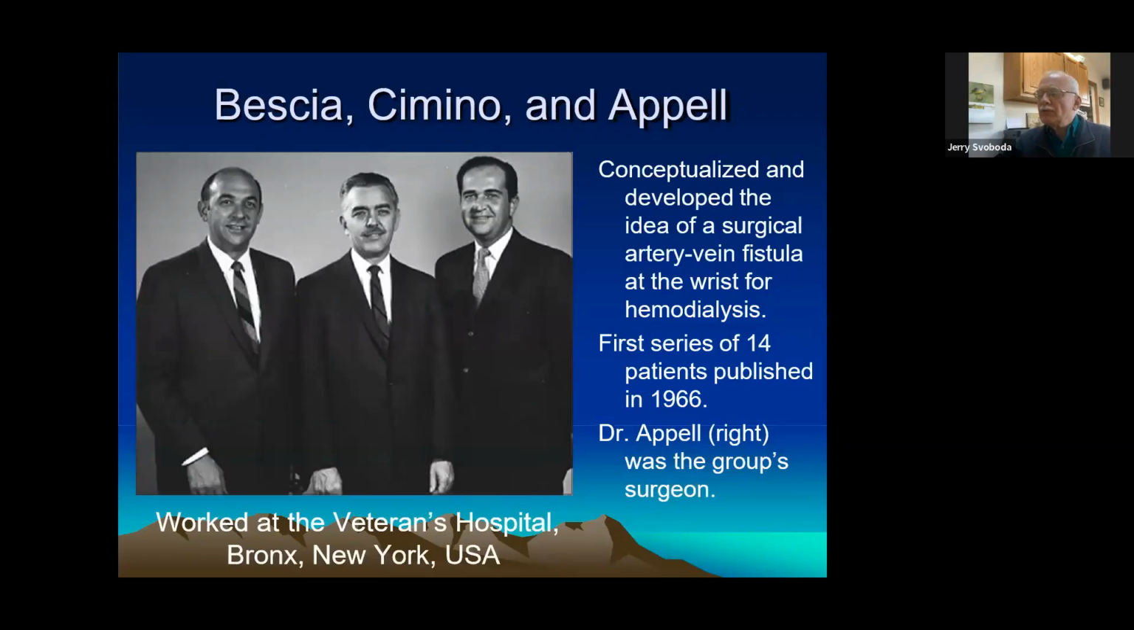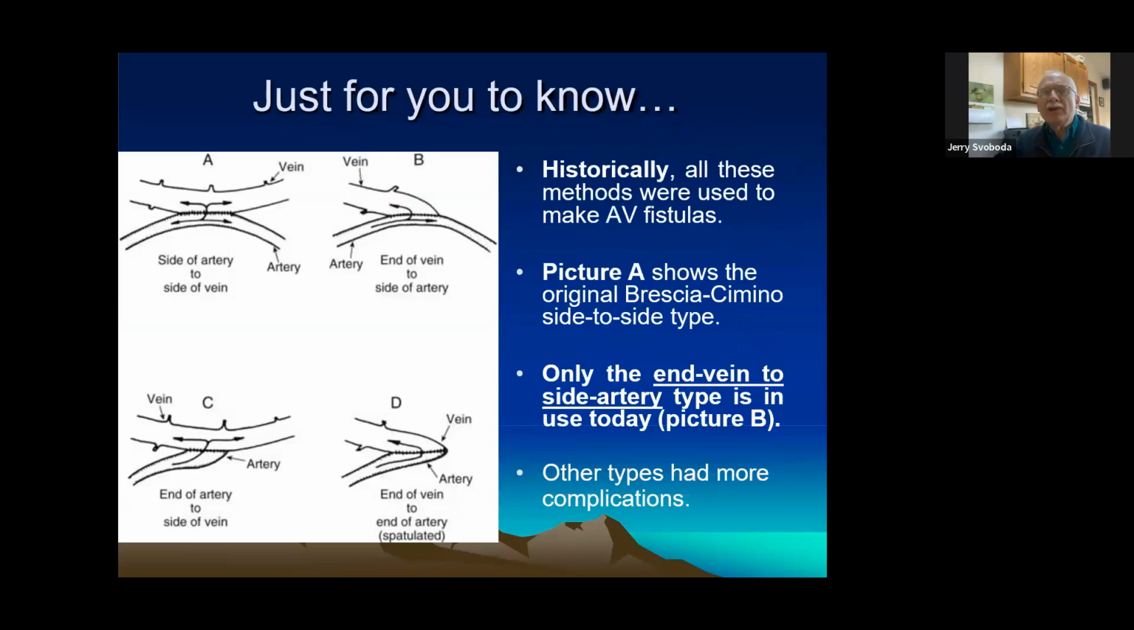Continuing with our little history lesson here, Doctors Brescia and Cimino, the two internists on the left, nephrologists, they developed the idea of the AV fistula, and their surgeon, Dr. Appel, on the right, made 14 AV fistulas for them, and they published the series in 1966 from Bronx, New York. Here you see different ways of connecting the AV fistula together, the vein and the artery.